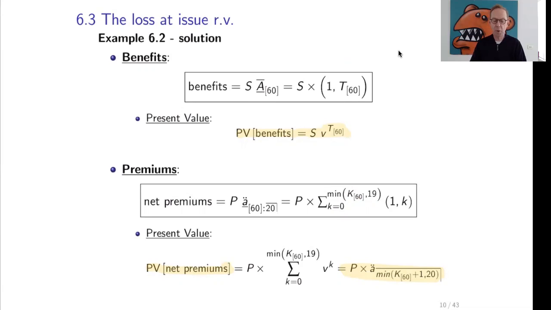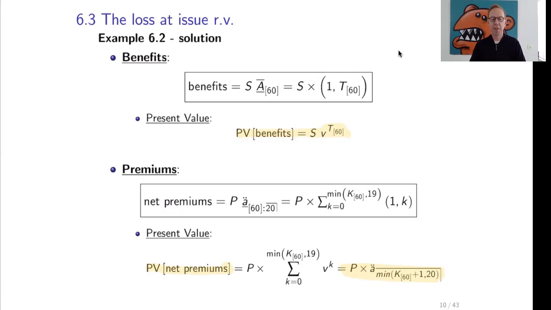What is then the present value of the premiums? The present value of the net premiums is P times a sum of factors v to the power k, where k goes from time 0 until the minimum of K60 and 19. Or we had a notation for that. It's P times an annuity of a certain term, and the term is the minimum of K60 plus 1 and 20. So that means there are at most 20 payments, each time at times 0, 1, 2, up to 19.